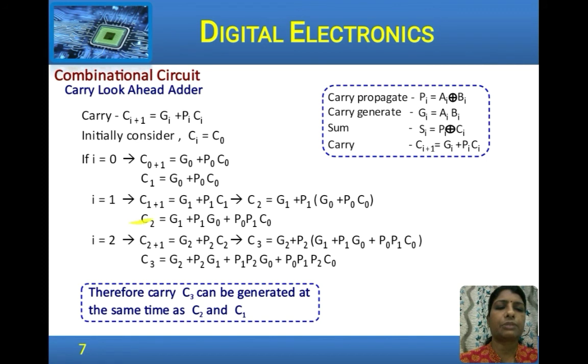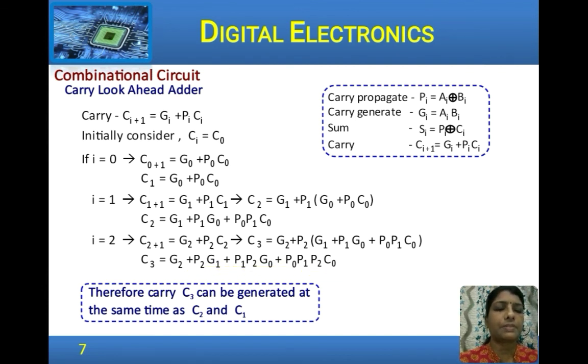Carry of the next stage, substituting i equal to 1, we get C2 is equal to G1 plus P1 C1. Substituting the value of C1 from the previous expression and simplifying, we get C2 as this expression. Note that in this expression there is no value of C1, only the value of C0, and G and P are the inputs available, A and B. Next, for i equal to 2, we get carry 3. So G2 plus P2 C2, substitute the value of C2 from the previous expression and expand it. We see here again C3 also depends only on carry 0.